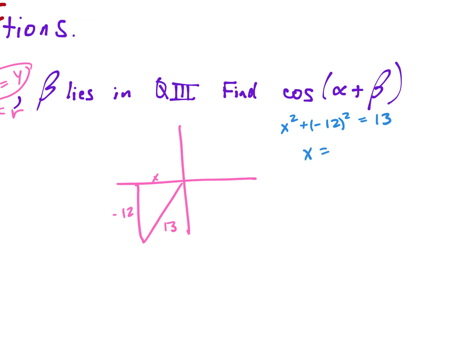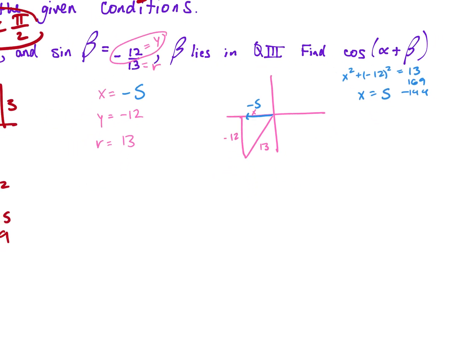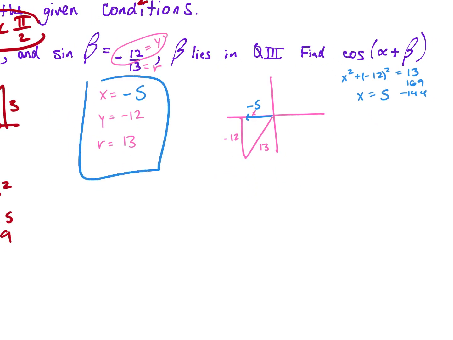So what's x equal to? This is 169 minus 144, so 25. So x is 5. Is it a positive 5 or a negative 5? It is a negative 5, it's in quadrant 3. X goes to the left, so x is a negative 5. So this is our information for beta.